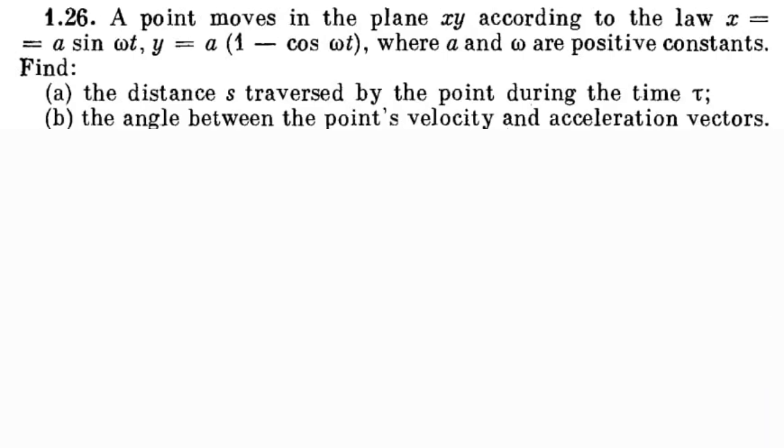So we are dealing with problem number 1.26 in this Irodov solving series, and this problem is stating a point moves in the plane xy according to the law x equals alpha sine omega t and y equals alpha (1 minus cos omega t), where alpha and omega are positive constants. Then find the distance d traversed by the point during the time tau, and the angle between the point's velocity and the acceleration vector.